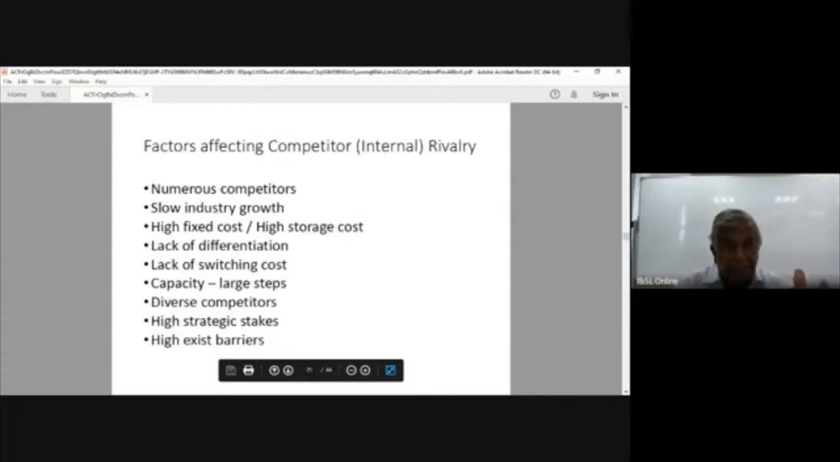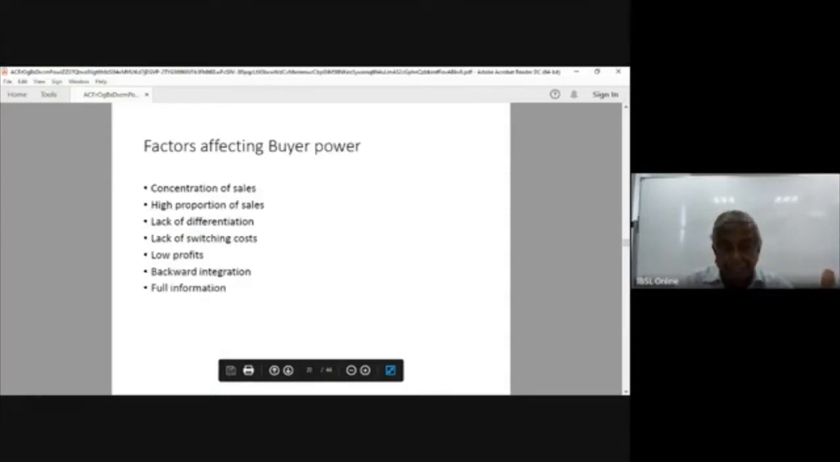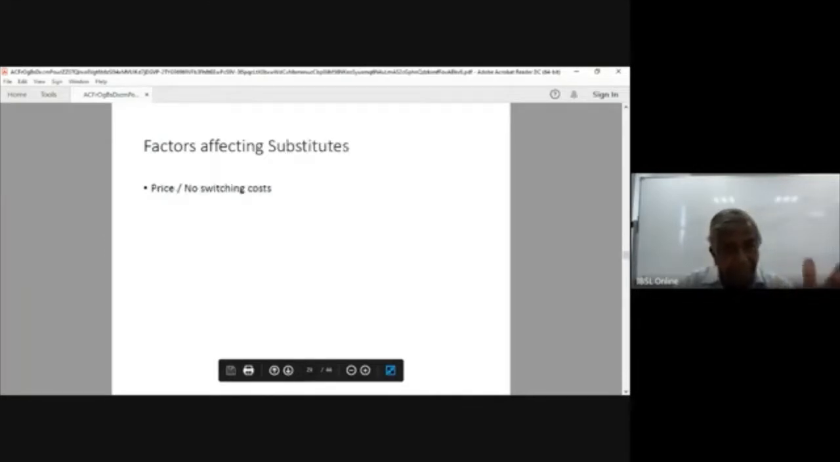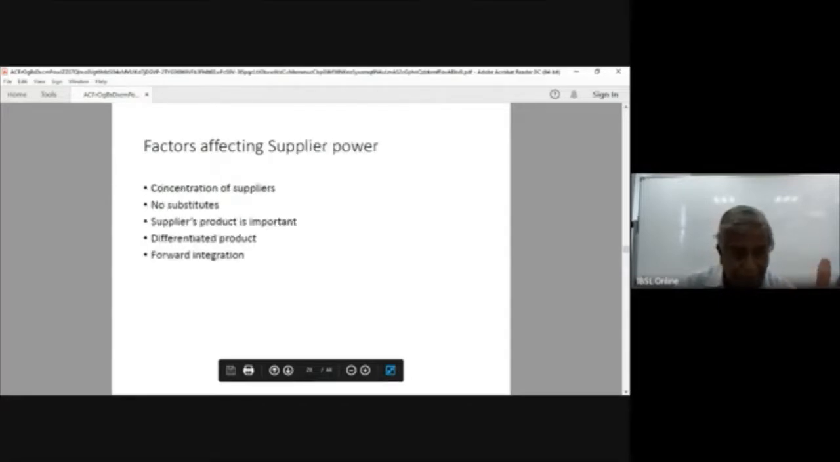Similarly, factors affecting competitors, the internal rivalry: what are the factors? There are various things. Then factors affecting buyer's power. This also affects the buyer's power. Then factors affecting supplier's power. Then factors affecting substitutes. So I have given this one.